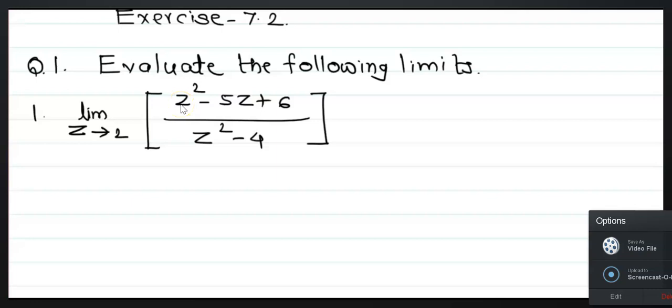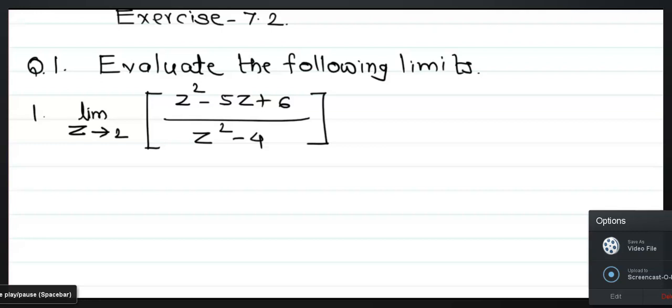Now in this example, z square minus 5z plus 6 upon z square minus 4. What are the factors of z square minus 5z plus 6? The factors are, in the first bracket z minus 2 and in the second bracket z minus 3. And what about the denominator? It is of the form a square minus b square. Therefore, the factors are z minus 2 into z plus 2. Now we will solve this example.